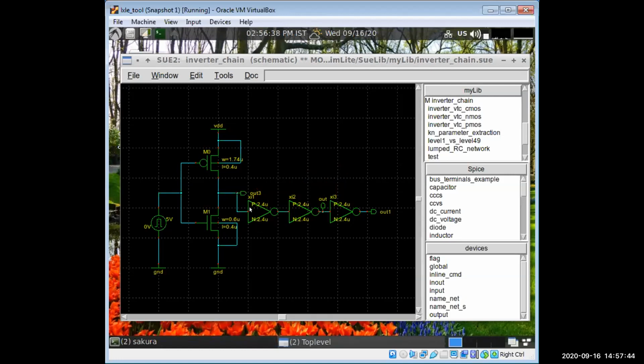I have taken symmetric sizes for these three inverters connected to this output. You can also change the drive strength of each of them, gradually change the size of all these inverters, and see how the output deteriorates because of the increasing drive strengths.